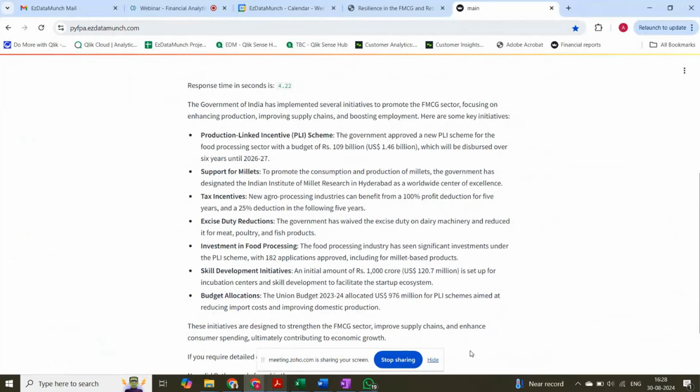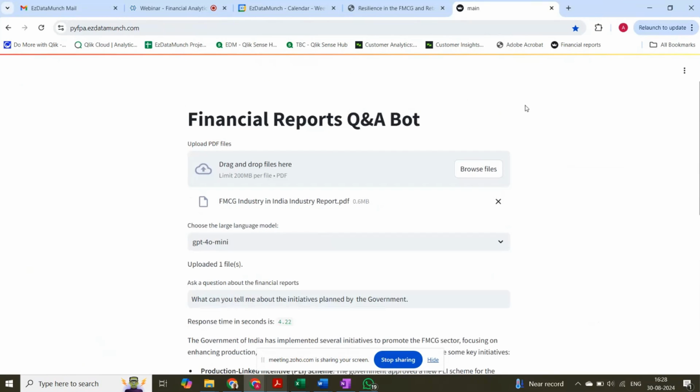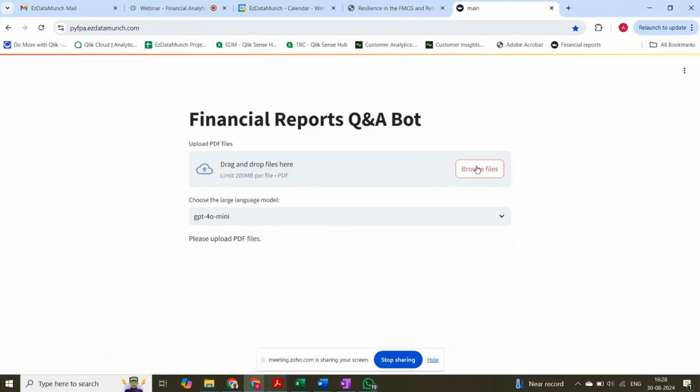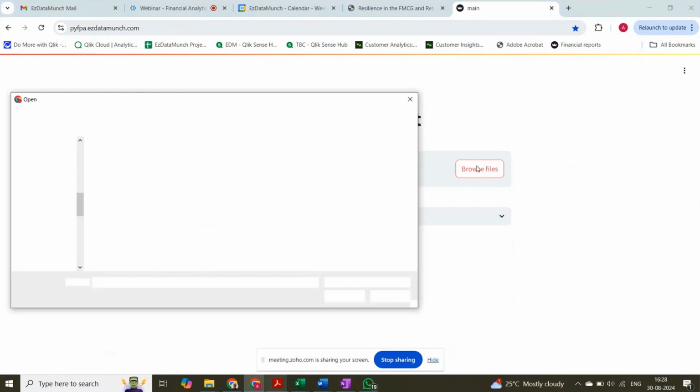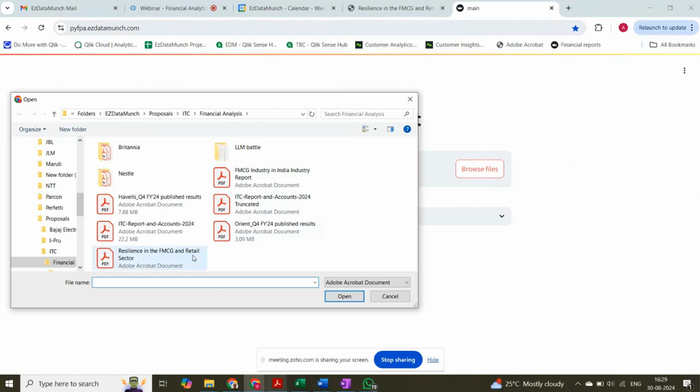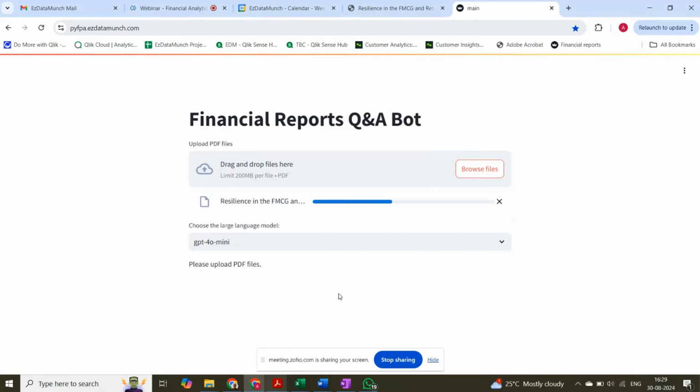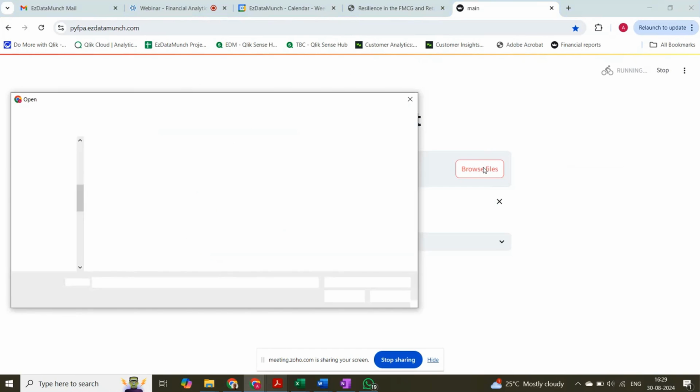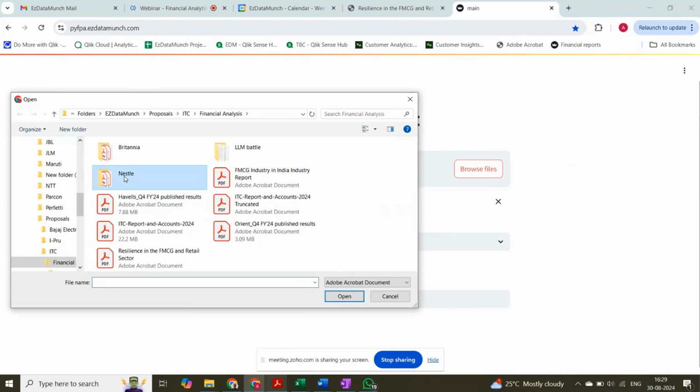Now, here I've taken a report by itself. Let me now try and do something else, right? Let me try and remove this document. I told you the last file I had was resilience in the FMCG and retail sector. This is a paper by Deloitte. So let me add that. And then what I will do is I will also add the Nestle file, the annual report.